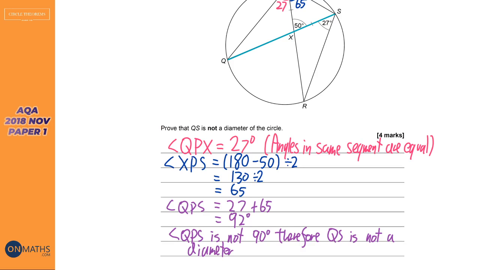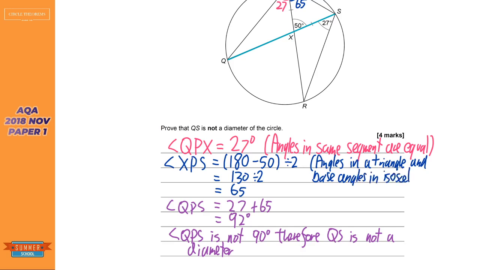Now the last thing I do is I just double check and see whether I've written down all the reasons. Now we have used a fact, but we've not written down the reason, so we just need to go back and sort that out. We used angles in a triangle, and base angles in isosceles are equal. Now I would normally recommend that you write down the reasons separately.